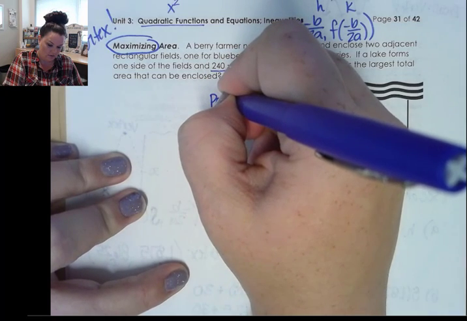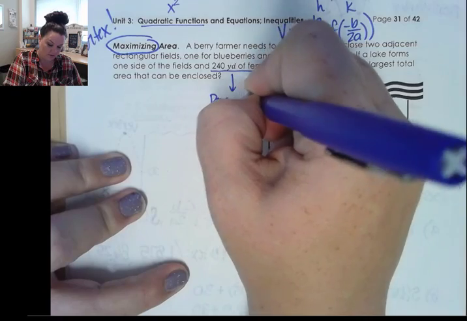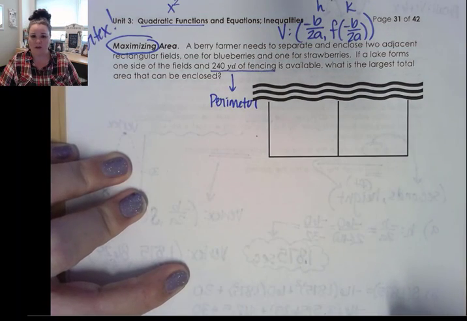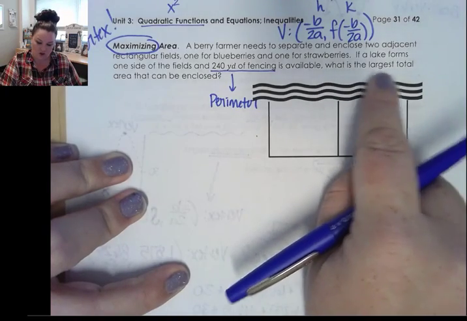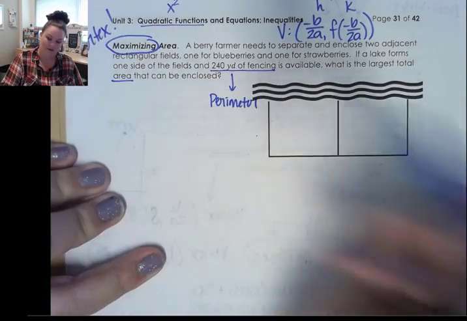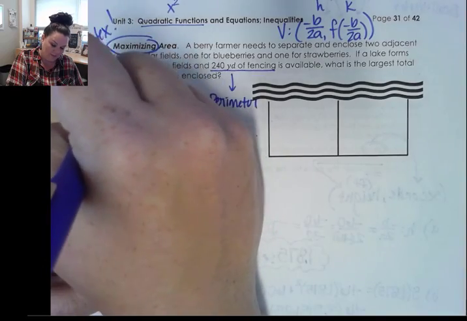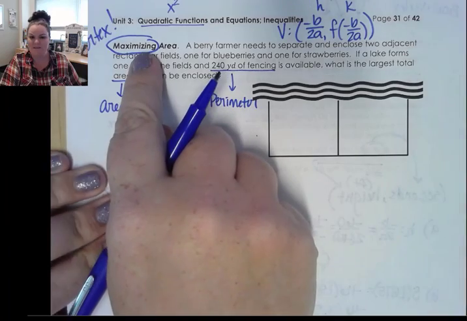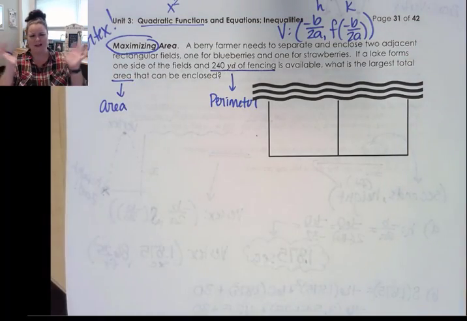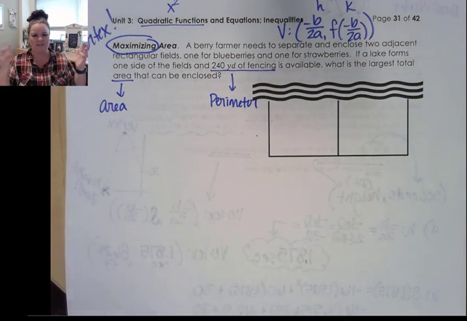Perimeter, right? But then in the same sentence, it says, what is the largest total area? Okay, so we're talking about both area and perimeter. So I'm trying to figure out, well, what are we maximizing? Are we maximizing perimeter? Are we maximizing area? What are we talking about here?